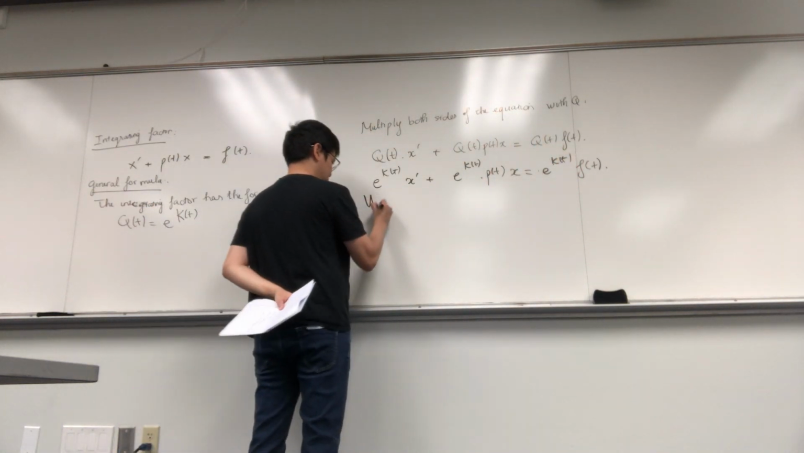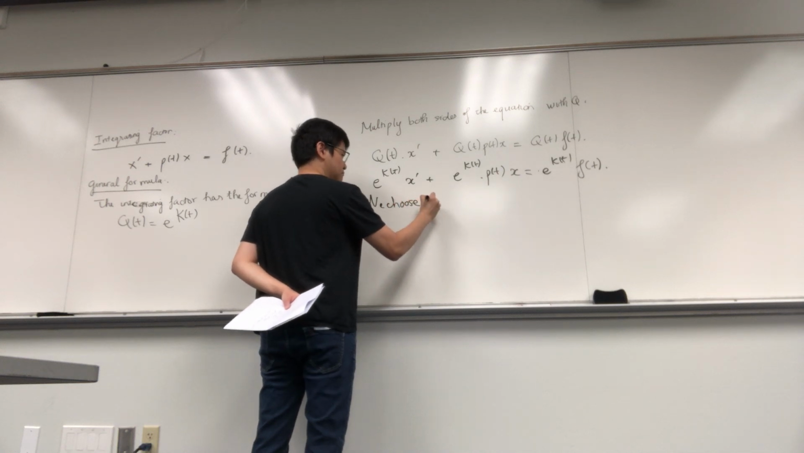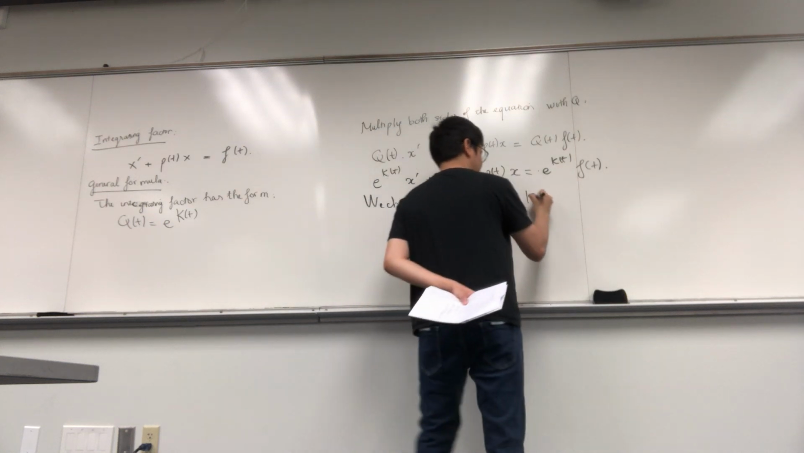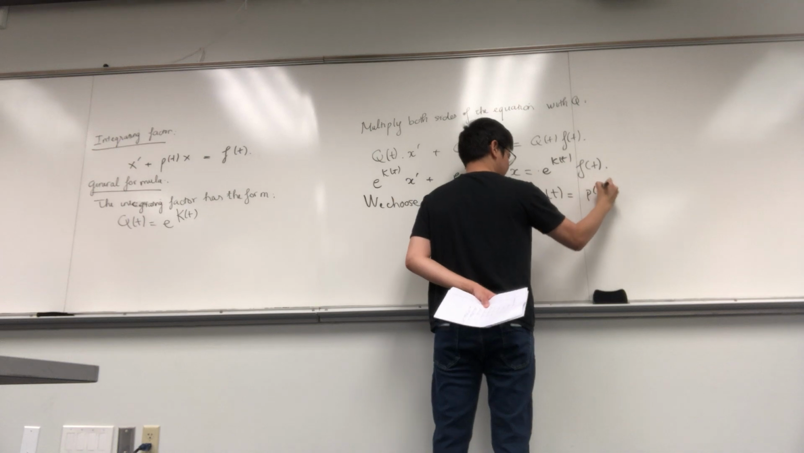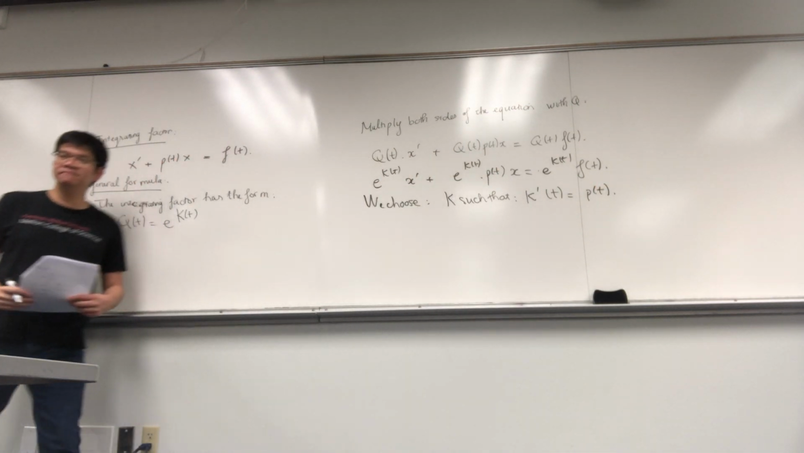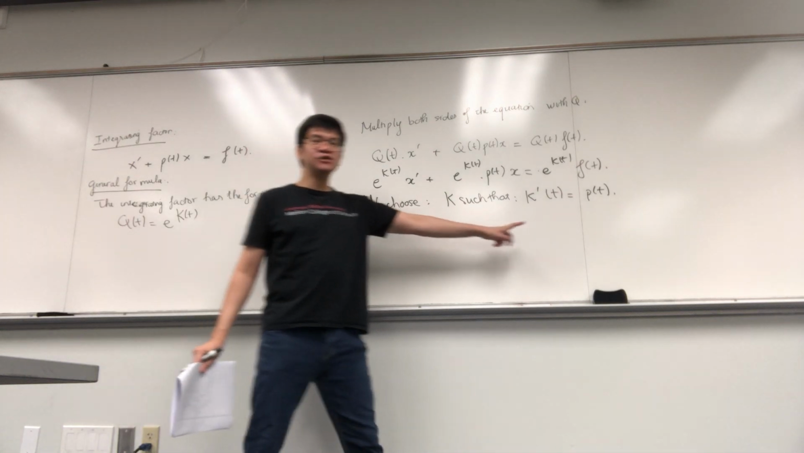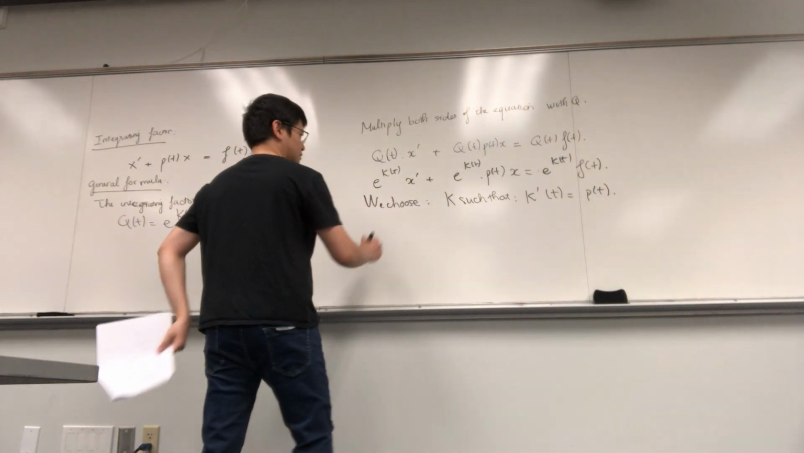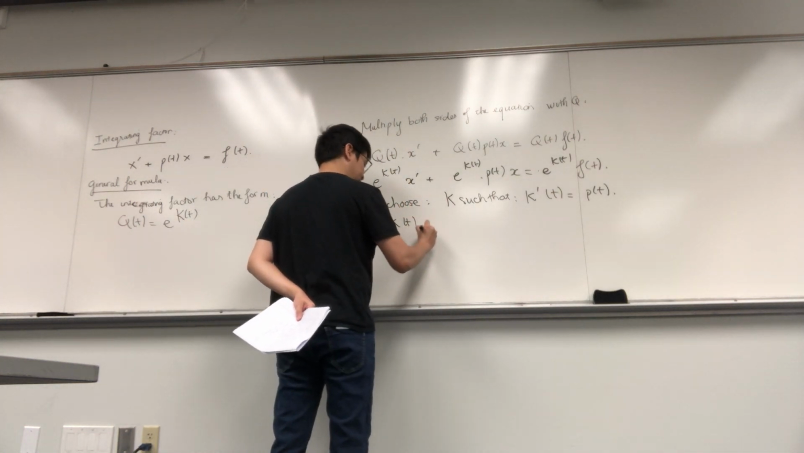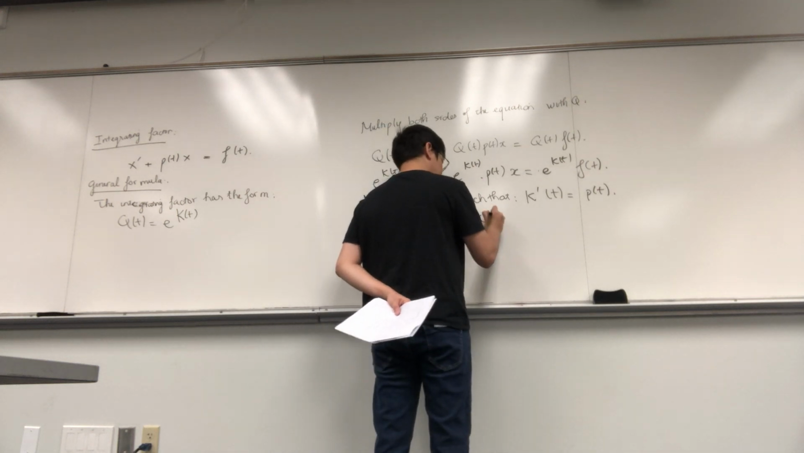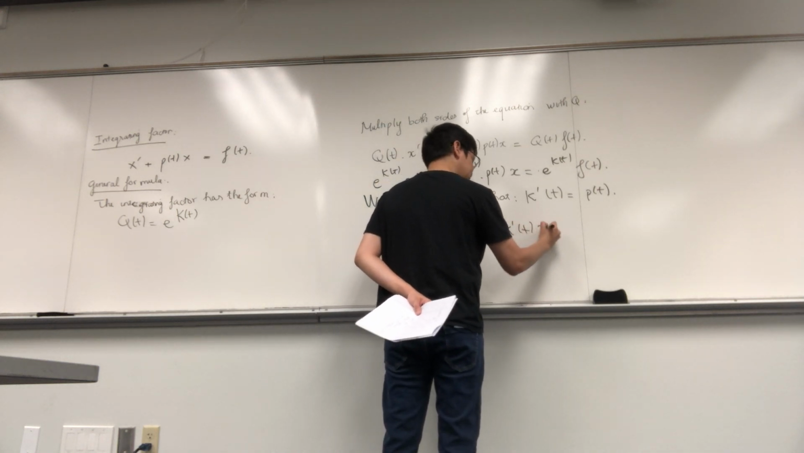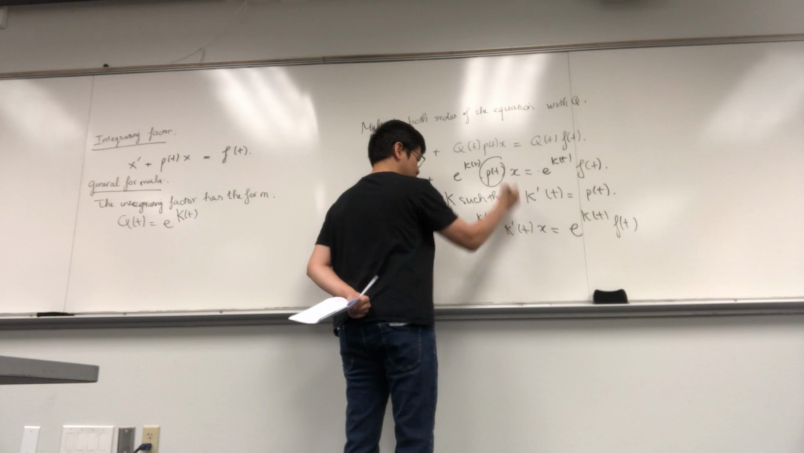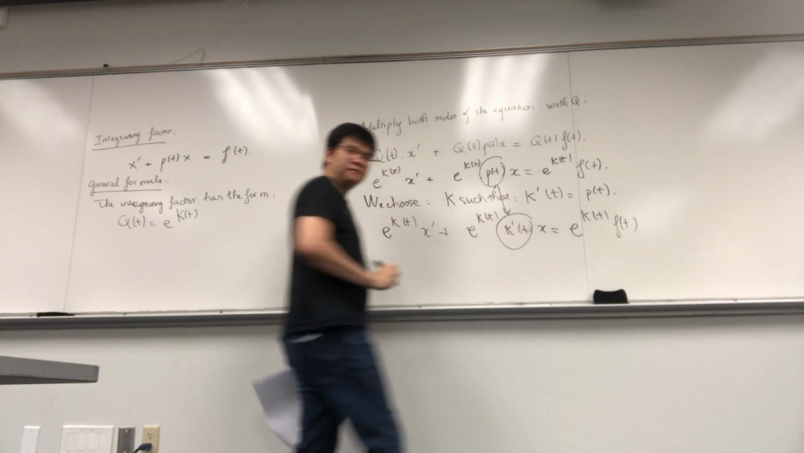Now we choose k such that k prime of t is equal to p(t). This is what you have to solve. Then you're going to have e to the k(t) x prime plus e to the k(t) k prime of t x, and this is equal to e to the k(t) f(t). Here I replaced p(t) by k prime of t.